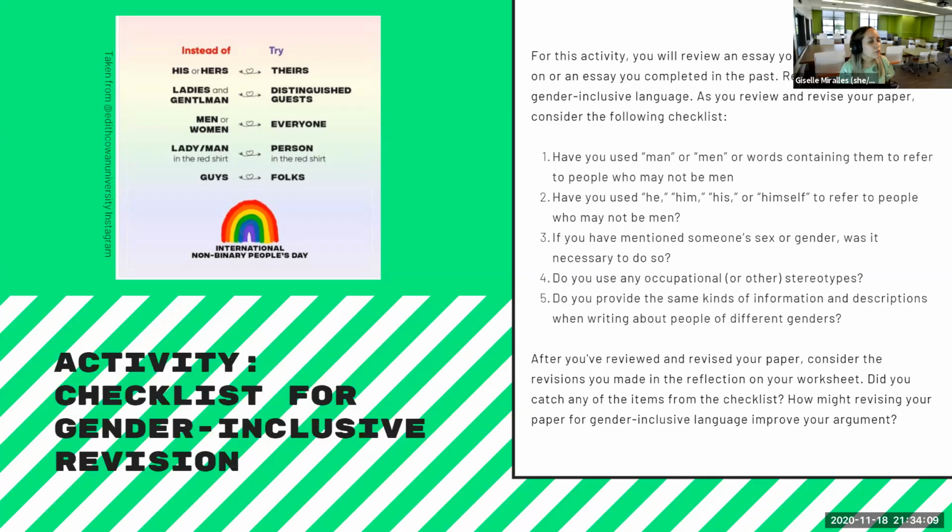So, after you've reviewed and revised your paper, consider the revisions you made and the reflection on your worksheet. Did you catch any of the items from the checklist? How might revising your paper for gender inclusive language improve your argument? So go ahead and do that. Revise your paper. Like I said, a paper that you've already written or a paper you're writing. And after you've done that, reflect on your worksheet. You can resume the video after you've done that. So go ahead and pause here.